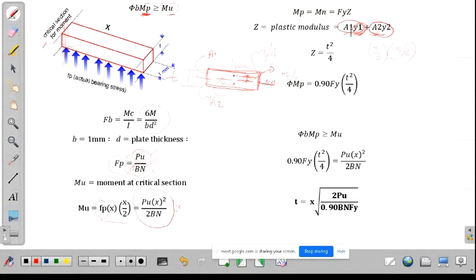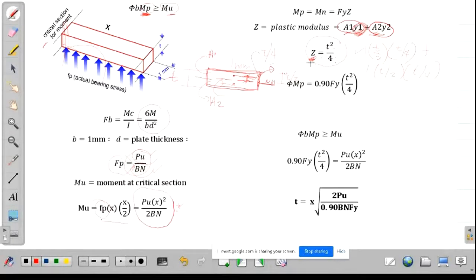So that is the statical moment above, yung A1, Y1. Plus, yung statical moment area below, that is A2, Y2, parehas lang sila. Diba? Parehas lang. So plus 1 times T over 2, T over 4 pa rin. Kaya pag sinimplify nyo yan, ang lalabas itong equation. That is Z is equal to T squared over 4. In terms of T na yung Z natin.